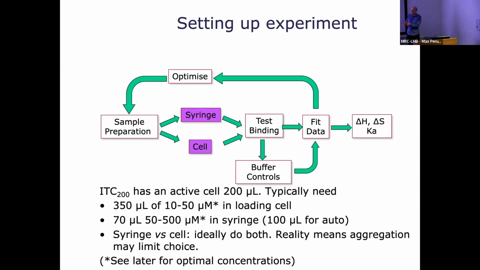So we've got an ITC 200. Typically in the cell, you need about 200 microliters, but to actually load it properly, you need about 350. Concentrations might be 10 to 50 micromolar. We'll see later what the opposite concentrations are. And then in the syringe, you need a smaller volume, but it needs to be at a much higher concentration, as we'll see very soon.